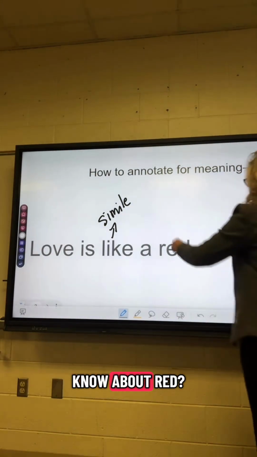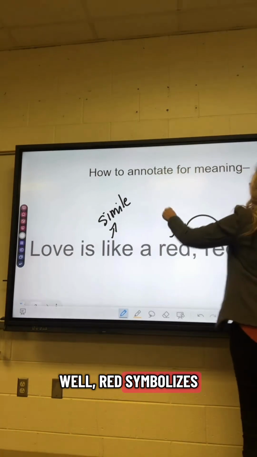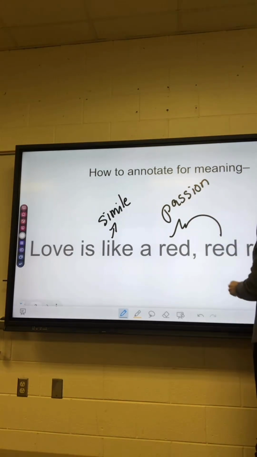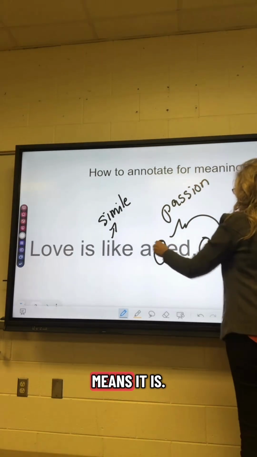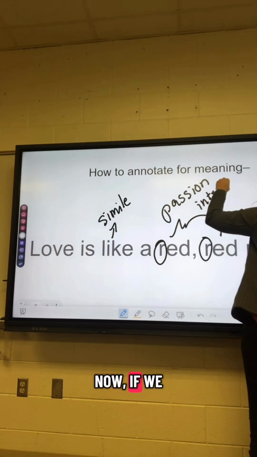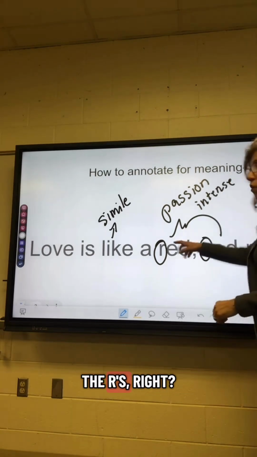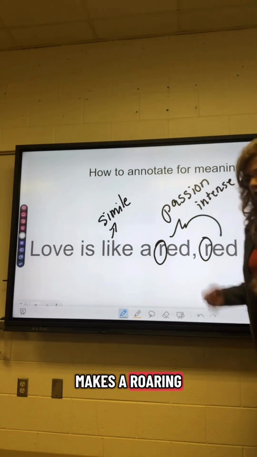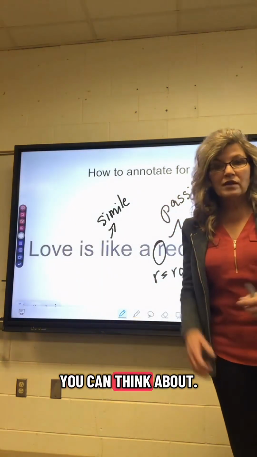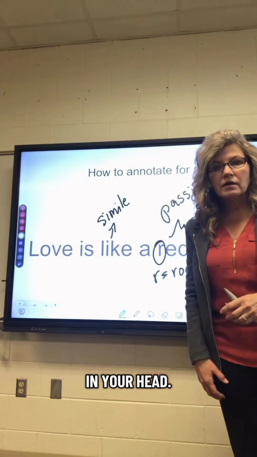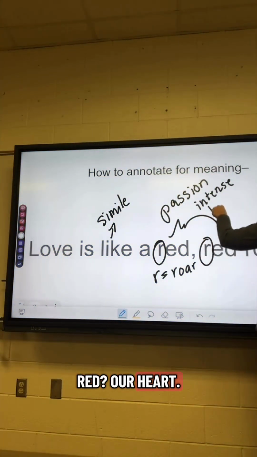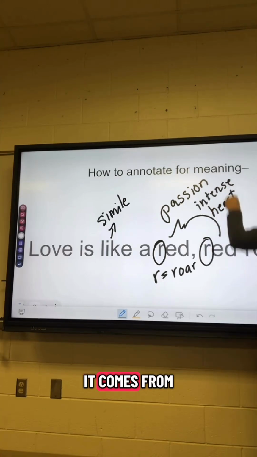What do we know about red? Well, red symbolizes passion, right? Absolutely. And double red means it's intense. Now, if we know about alliteration, the R's, right, makes a roaring sound. Well, when you're in love with someone, it's like all you can think about, it just roars in your head. It's passionate, it's intense. What is also red? Our heart. It comes from the heart.